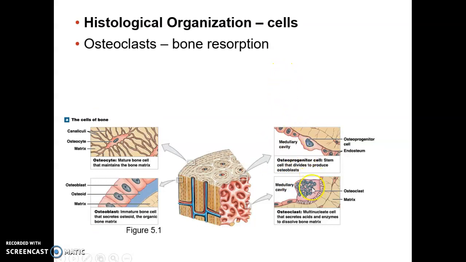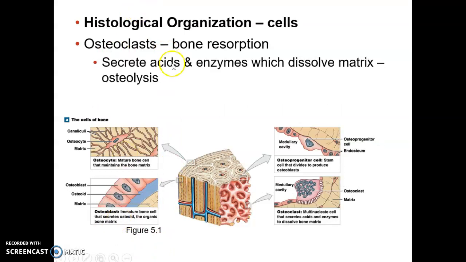And also they are important in what's called bone remodeling. Bones change their shapes as we grow in size, and bone remodeling is accomplished by osteoclast and osteoblast activity. So they secrete acids and enzymes which dissolve the solid bone matrix, and that process is referred to as osteolysis. And again, important in bone remodeling, along with the action of the osteoblasts.